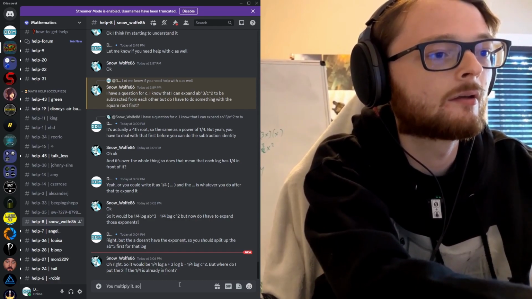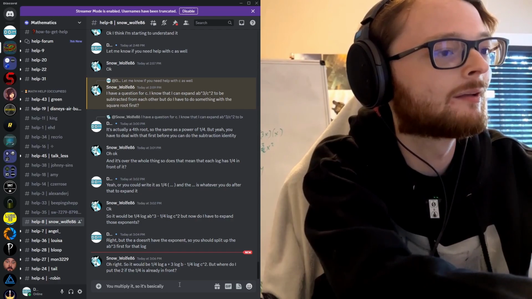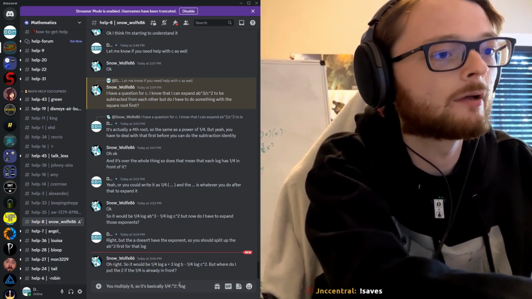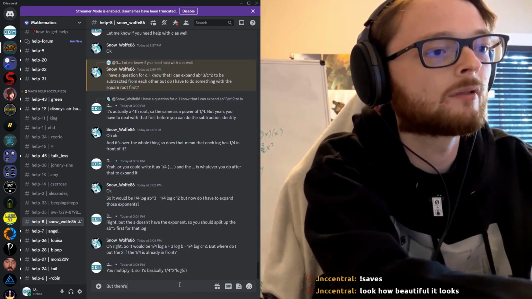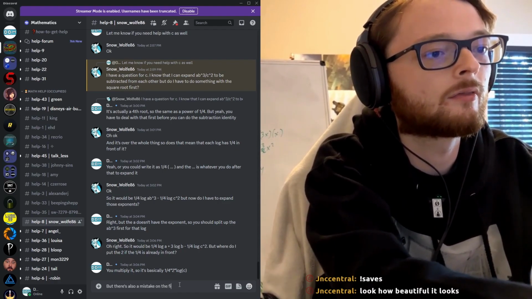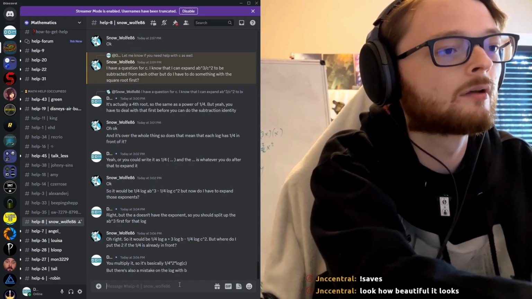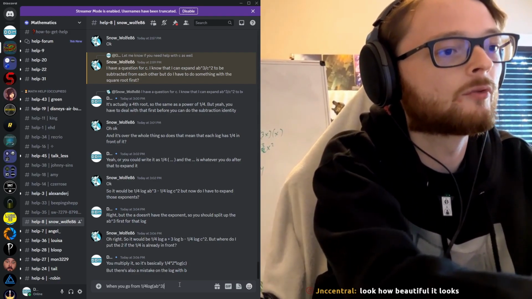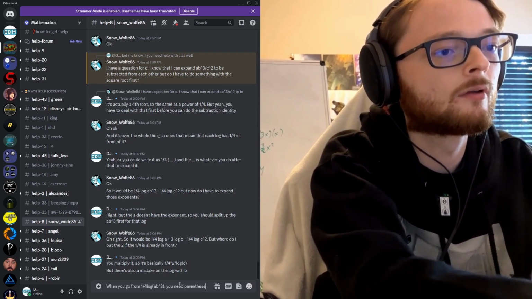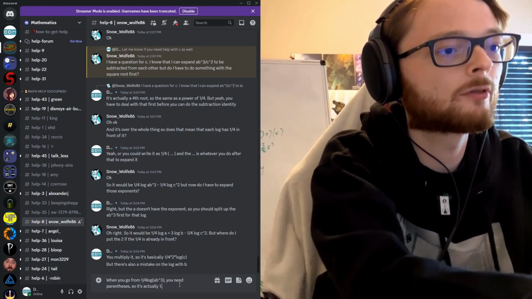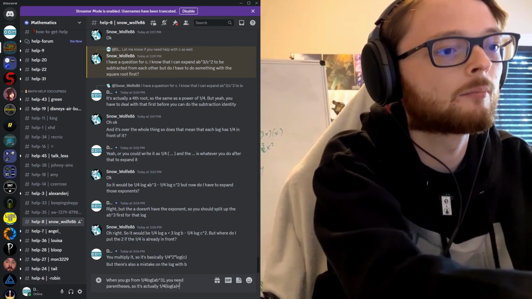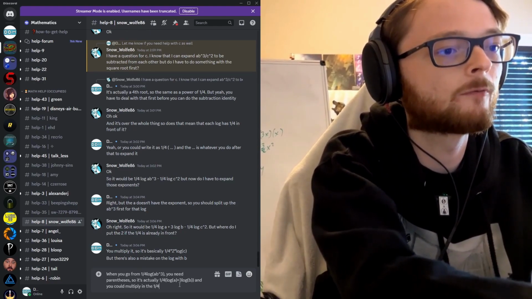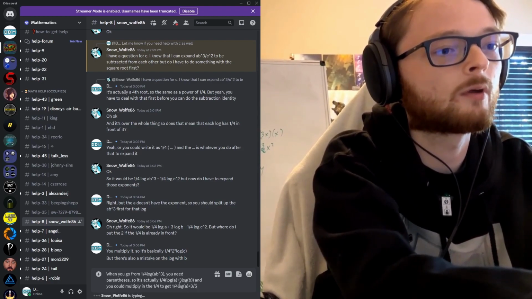You multiply it. So it's basically 1/4 times 2 times log C. But there's also a mistake on the second in the log with B. When you go from 1/4 log AB cubed, you need parentheses. So it's actually 1/4 parentheses log A plus 3 log B. And you could multiply in the 1/4 to get 1/4 log A plus 3/4 log B.